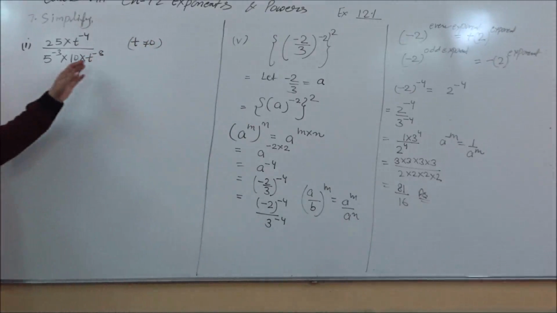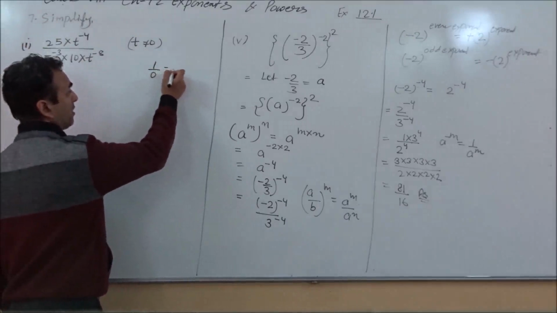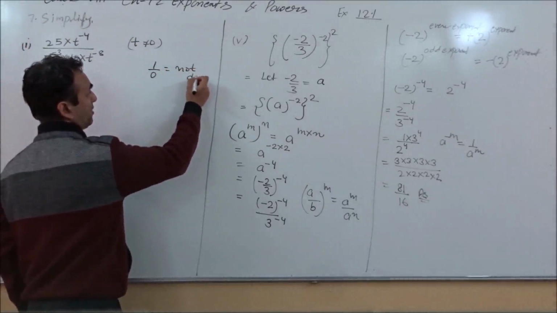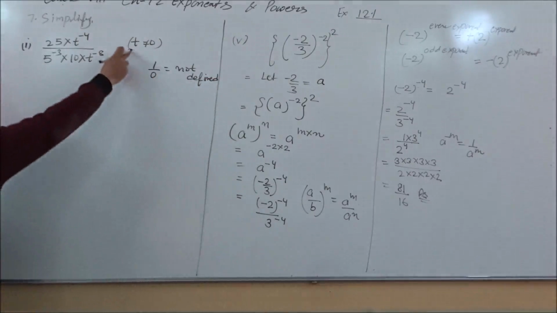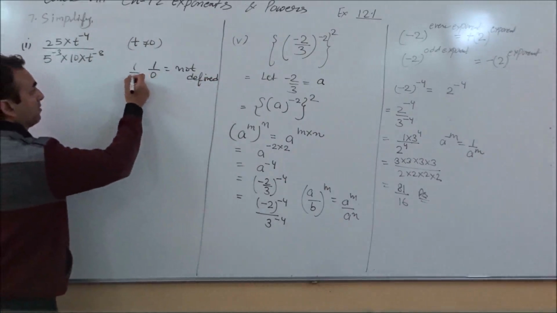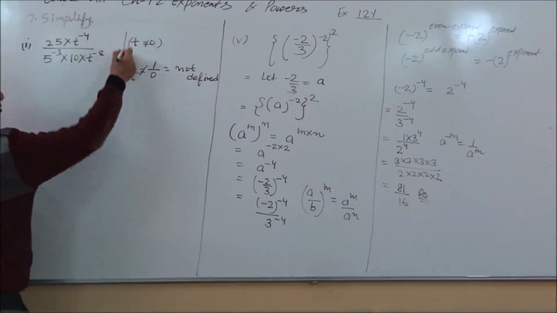So t cannot equal 0. Do you know why it is given? Because 1 upon 0 is not defined. Everybody knows 1 upon 0 is not defined. So it is given that 1 upon t cannot be 0. Now we have to solve this question here.